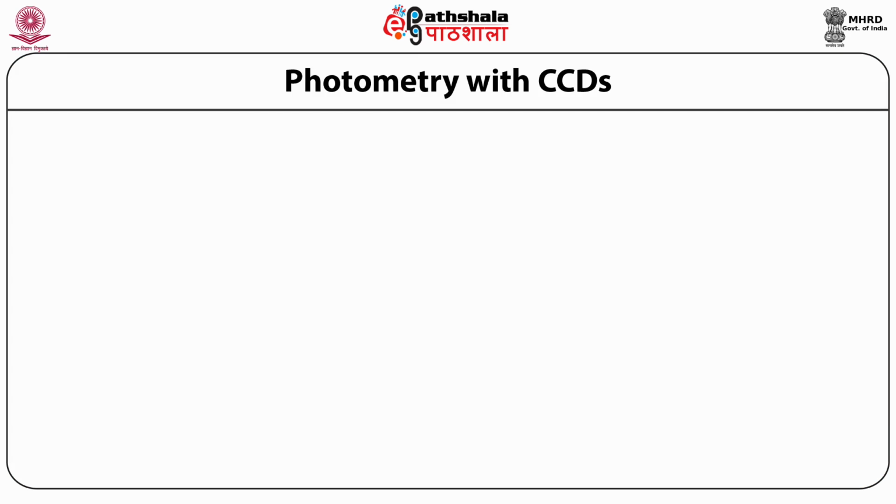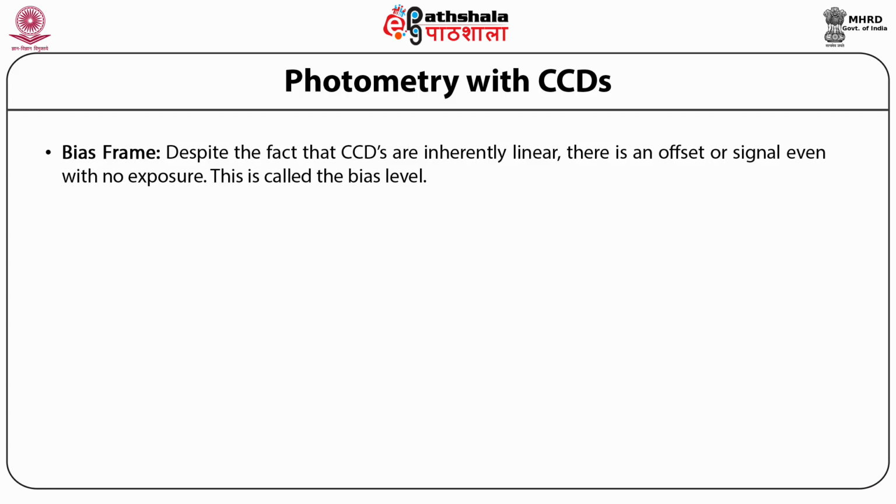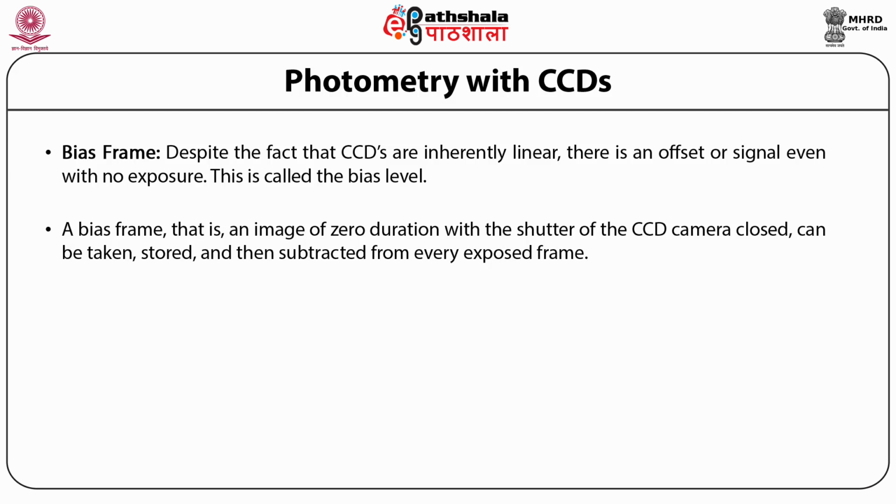A few things are important to know, starting with what we mean by the bias frame. Despite the fact that CCDs are inherently linear, there is an offset or signal even with no exposure. This is called the bias level. A bias frame, that is an image of zero duration with the shutter of the CCD camera closed, can be taken, stored, and then subtracted from every exposed frame. The preferred practice is to use the average of several bias frames.